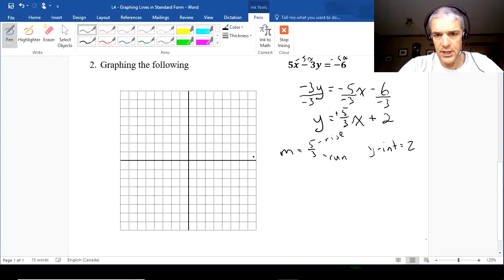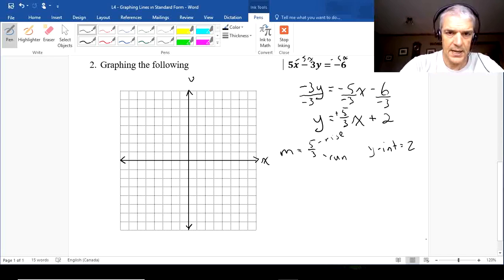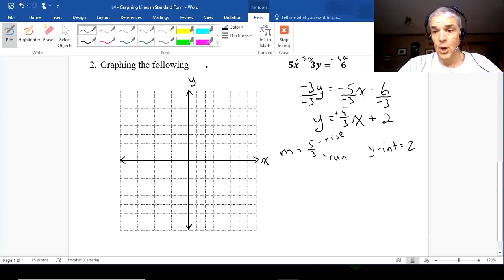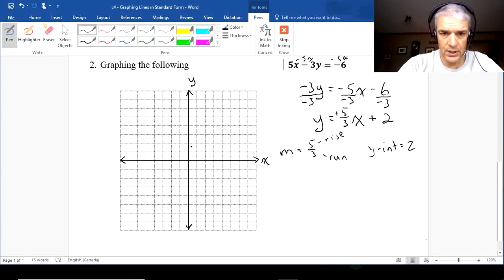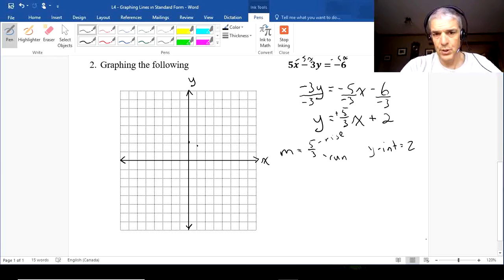So first thing I do, label my arrows on my graph. And I'm going to write x here and a y here to label my axes. Where on the y-intercept is 2? Well, up and down 2. If this is 0, it's going to be right here. So I've labeled the 2 there.